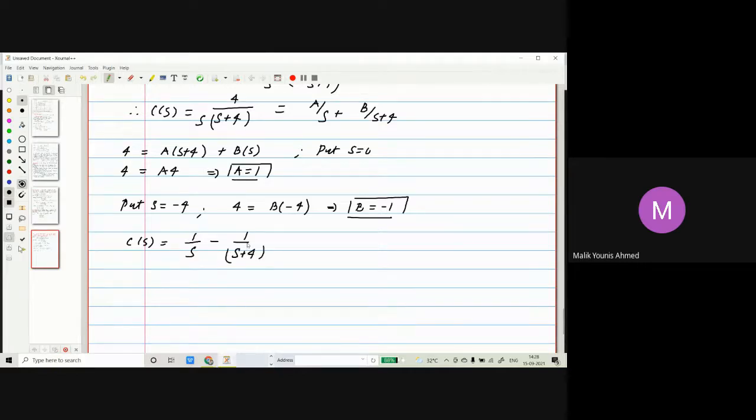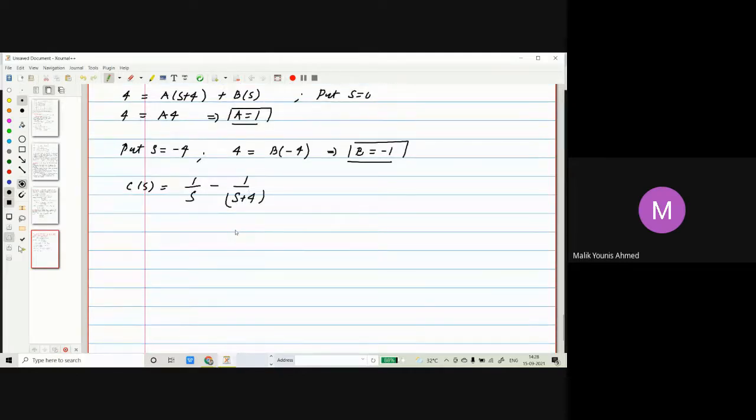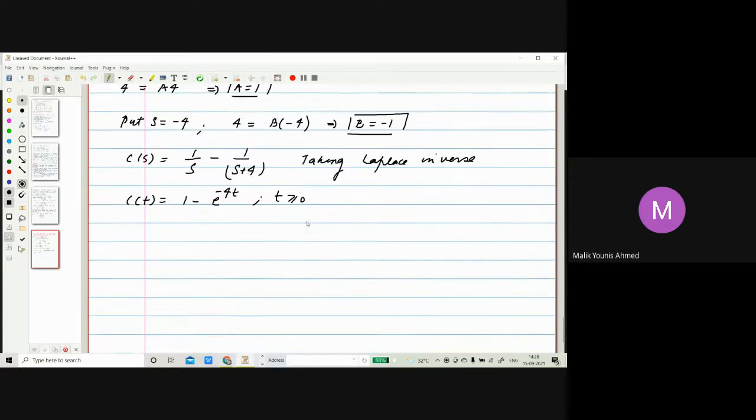Now first you have to take the Laplace inverse of this. Taking the Laplace inverse, C of t is 1 minus e to the power minus 4t, and this is obviously valid for t greater than or equal to 0.